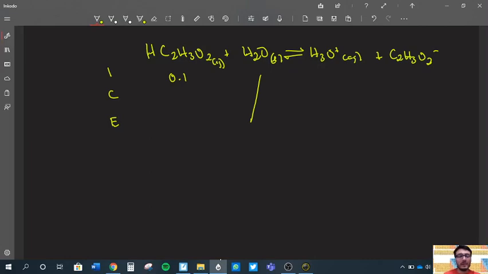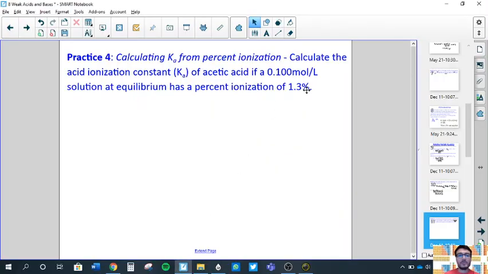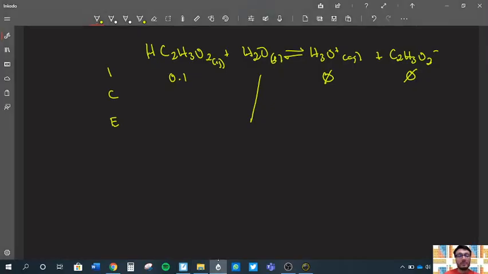Now, at time zero, if you recall, nothing here. Okay, now what's kind of tricky here, what you have to think about, is the question gives you a clue. It says that 1.3% of the solution ionizes. So 1.3% of this will actually ionize. So this concentration will decrease by 1.3%. So let's do that. If we know the concentration, the percent ionization, right, is 1.3%.